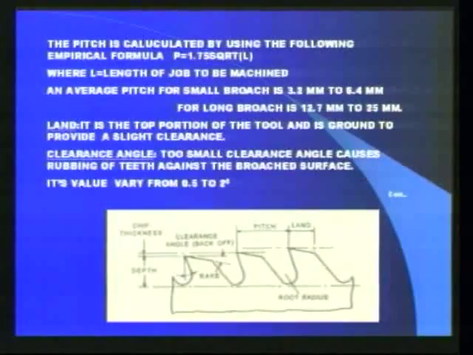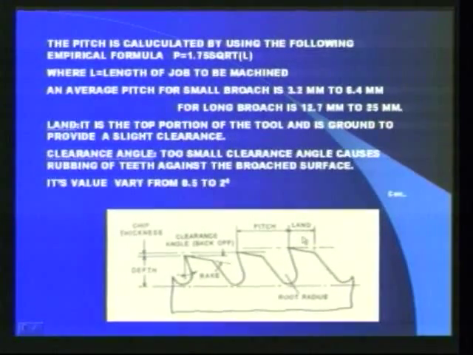Land is the top portion of the tool, and it is ground to provide a slight clearance. This is the clearance angle. Too small a clearance angle causes rubbing of the teeth against the broached surface. Its value varies from 0.5 to 2 degrees.